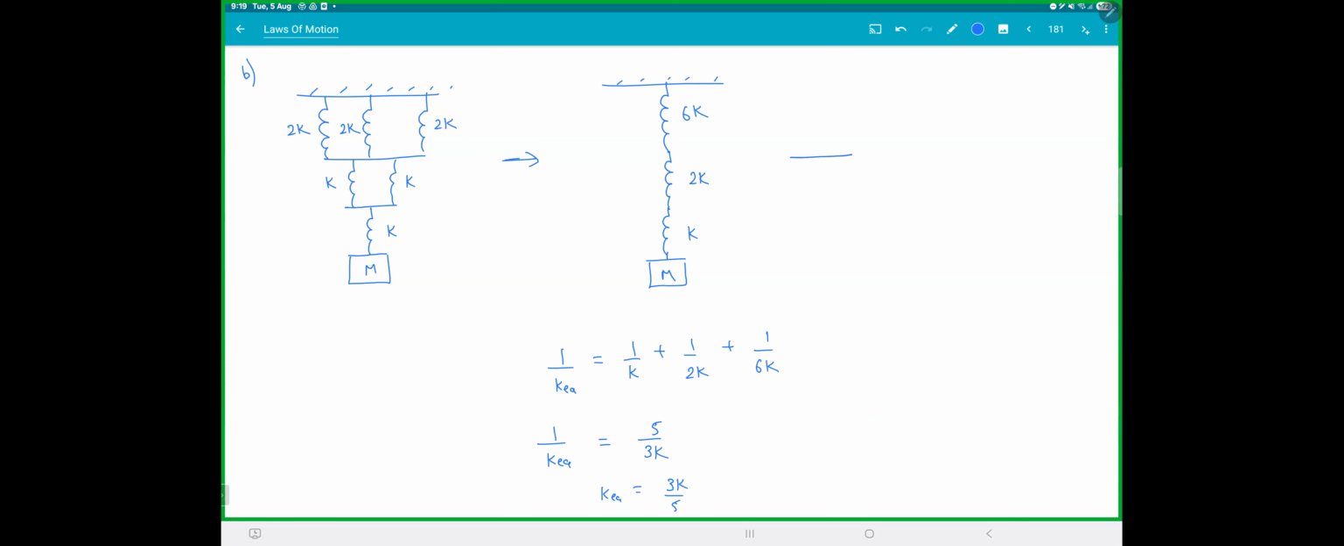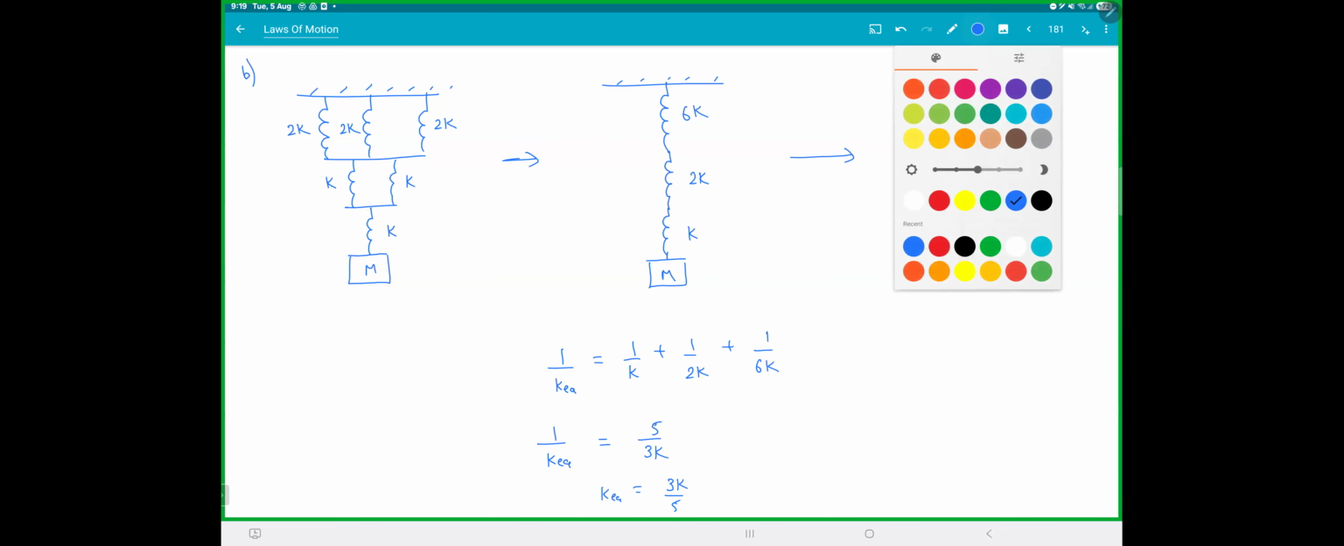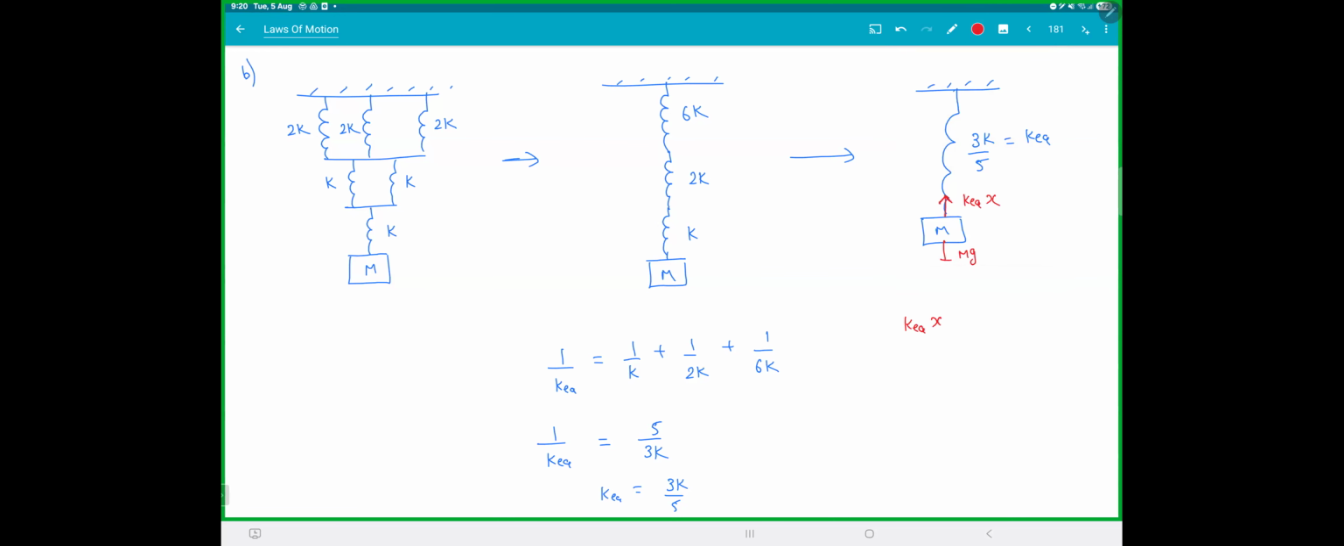Meaning you can replace this entire set of springs with one spring and one block. So here the spring will be 3K by 5. Easy. Now you're saying when it reaches equilibrium, what are the forces here? This will be K equivalent into X and this will be mg. So K equivalent X is equal to mg. 3K by 5 into X is equal to mg.